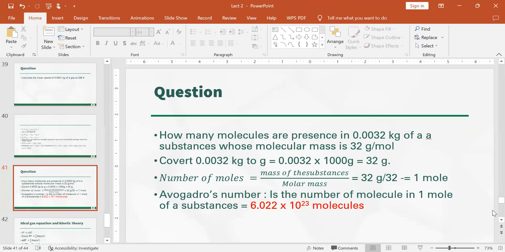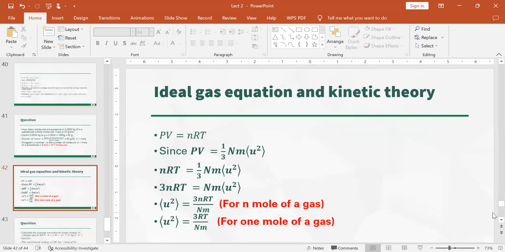So you can see how many moles are present in 0.0032 kilogram of a substance with a given molar mass. Avogadro's number is the number of molecules in one mole of a substance. So for the ideal gas equation and kinetic theory, PV is equal to nRT, where n is the number of moles and R is the gas constant.